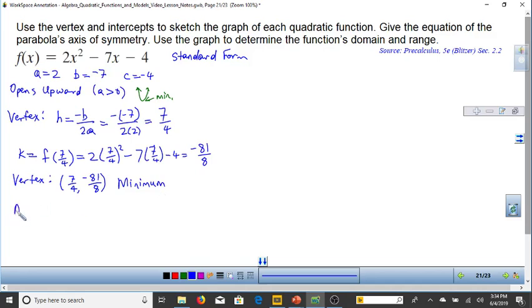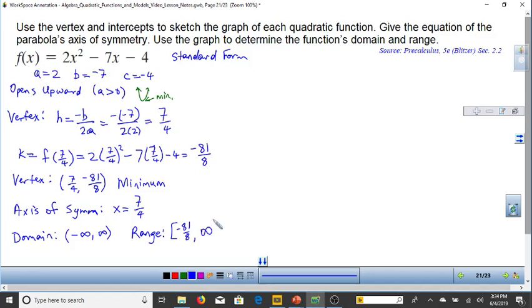So now we know that the axis of symmetry is x equal to 7 over 4, x equal to the x-coordinate of the vertex. The domain then is simple: negative infinity to infinity. The range, since this function has a minimum, starts at the negative 81 over 8, the k, and rises to infinity.